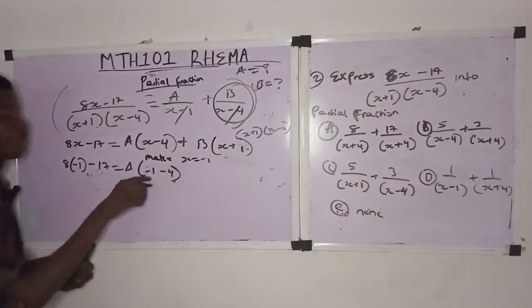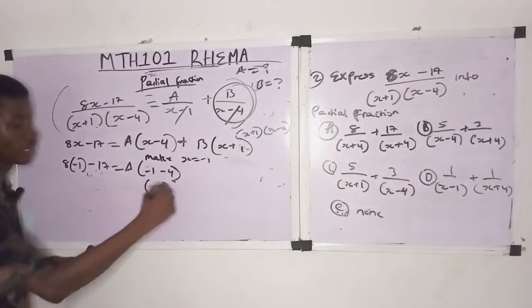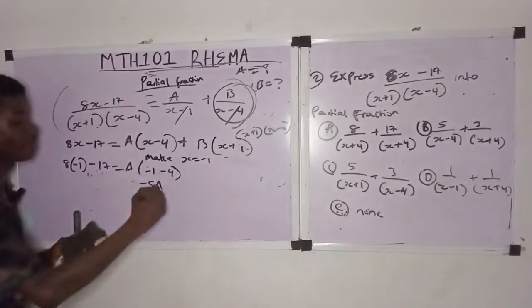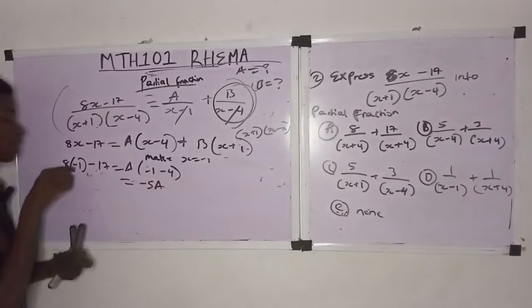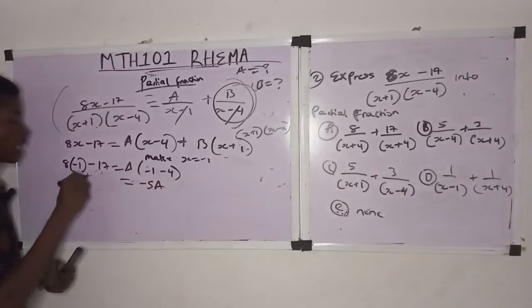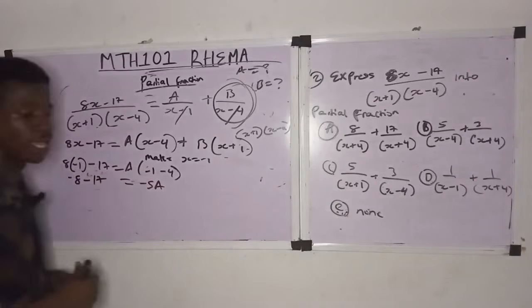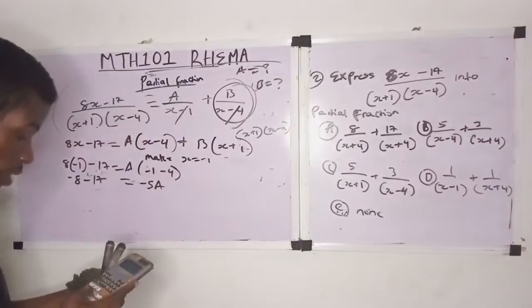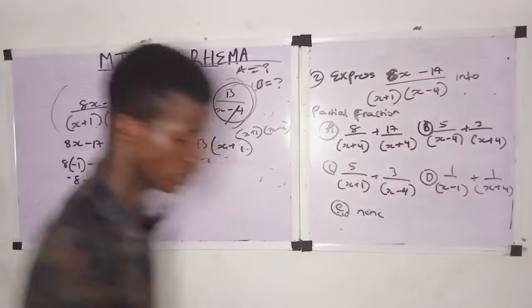Then we have something like this. Minus 1 minus 4 will give us minus 5. Then A, 8 times minus 5 will give us minus 5A, right? And is equals to, now, minus 1 times 8 will give us minus 8. Then minus this 17, right? Yes. So minus 8 minus 17. Minus 8 minus 17 will give us minus 25.